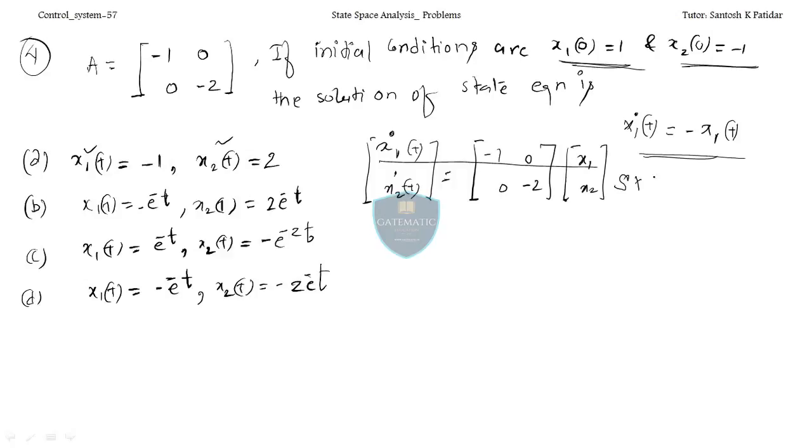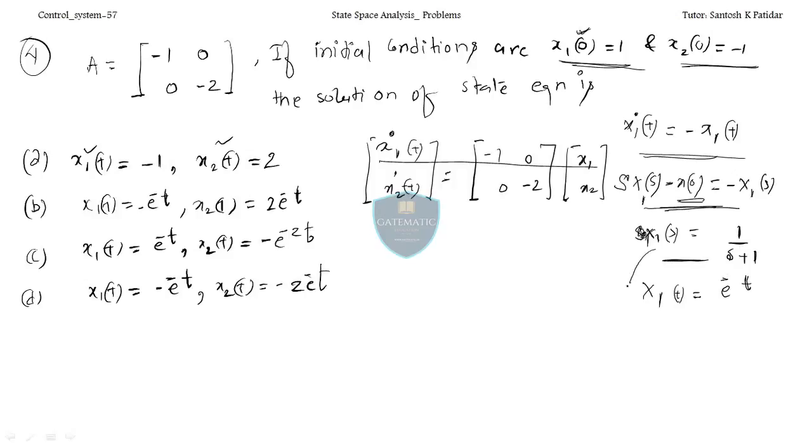Very easily you can take it, and it will be s X1(s) minus x1(0) equals minus X1(s), isn't it? Now x naught is given to you, that is 1. Finally I'm writing it for you, it will be like this. So x1t is what we are looking for. Let's take the inverse of this. Please rearrange this equation, you will get this. Take the L inverse, so L inverse of 1 upon s plus 1 is e to the power minus t.